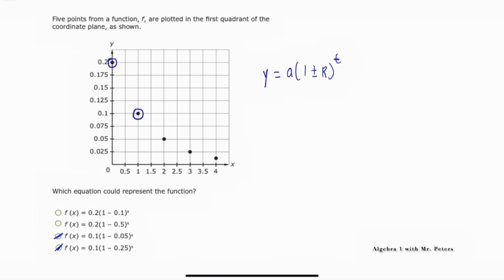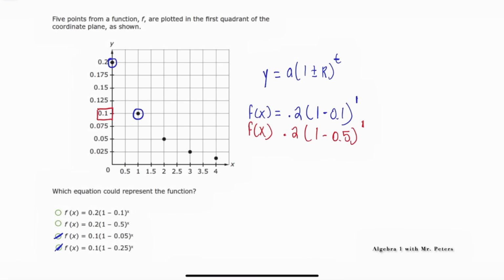So for answer choice A, we want to know f of x is now equal to 0.2 times 1 minus 0.1 to the first power, right? And then for the second answer choice, we have f of x is equal to 0.2 times 1 minus 0.5 to the 1 power. And what we're looking for is that the answer is going to be 0.1. This will let us know which equation is actually correct.